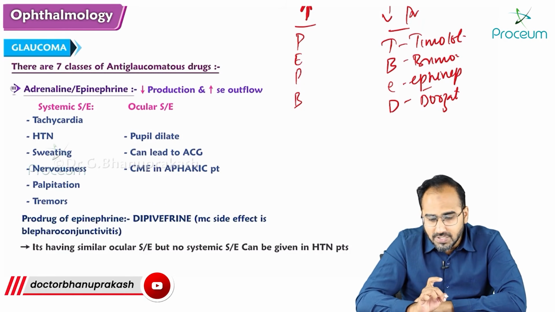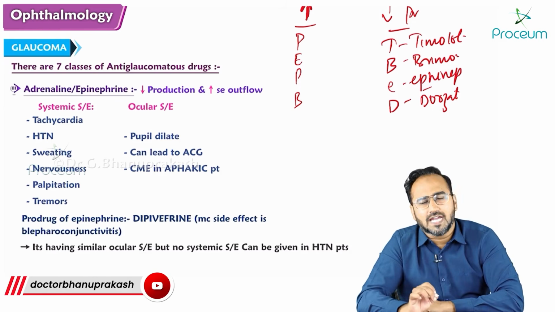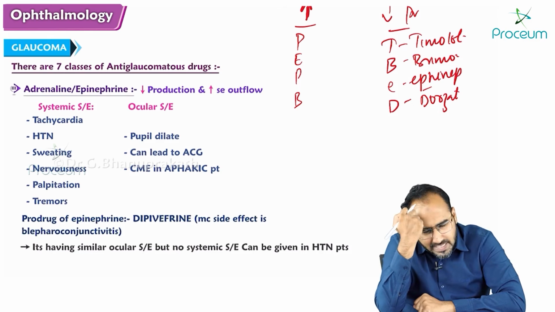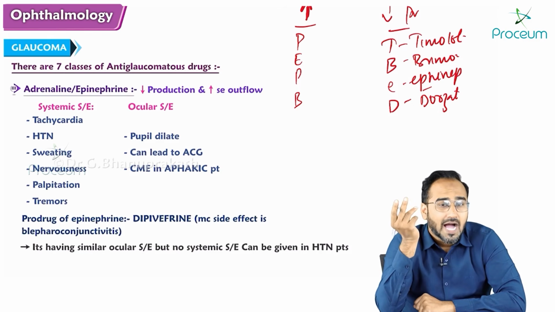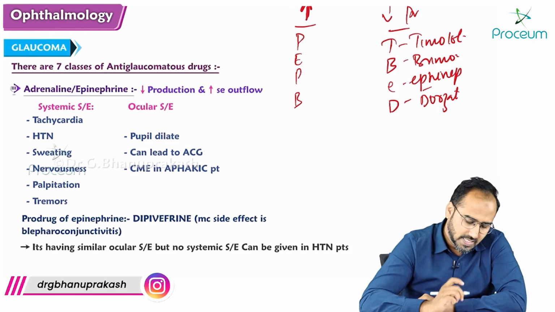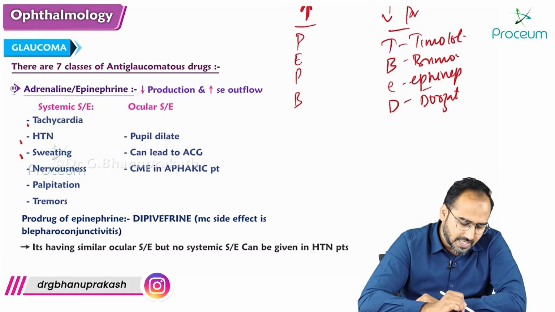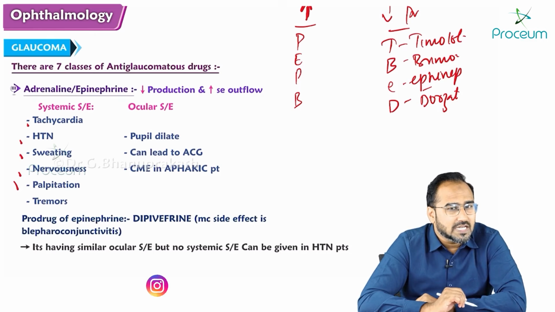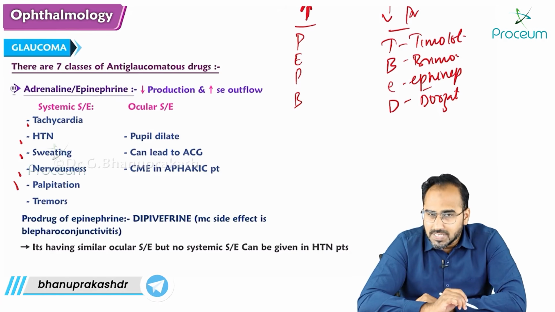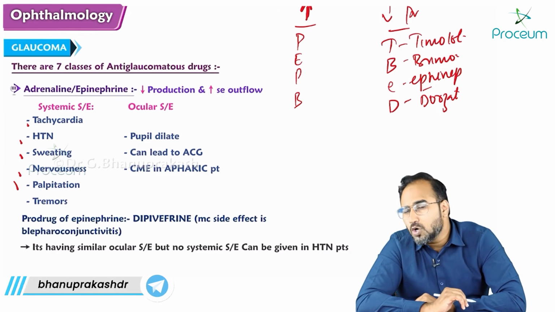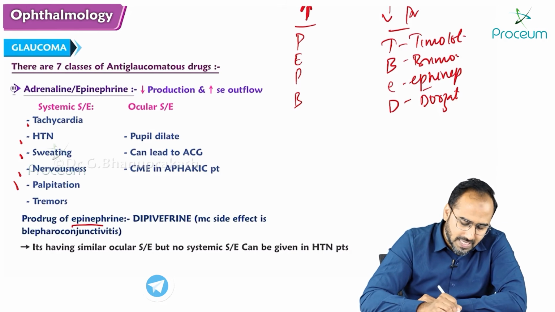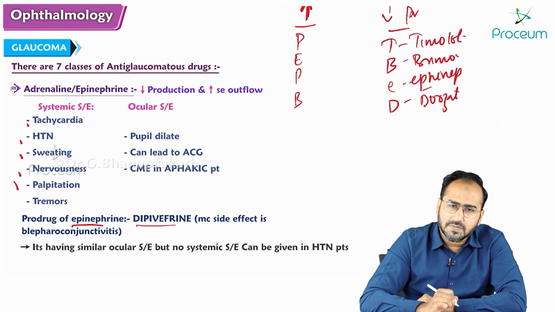But epinephrine also comes with many side effects. If you give epinephrine drops, it might get absorbed systemically, leading to hypertension, tachycardia, sweating, palpitations, nervousness and anxiety. So nowadays, instead of adrenaline, we are using a prodrug of adrenaline called dipivefrine, which is free from systemic side effects.